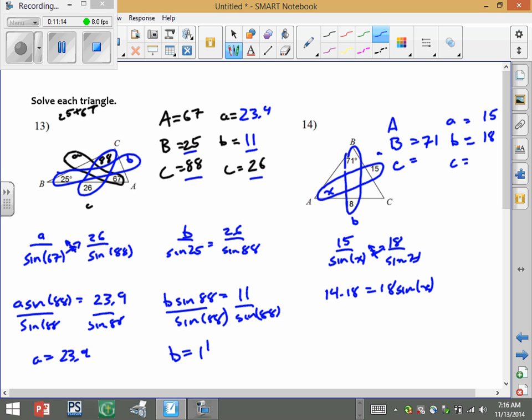Divide both sides by 18. So 0.79 equals sine of x. Take the sine inverse of both of those. Here x is 52 degrees. So angle A is 52.